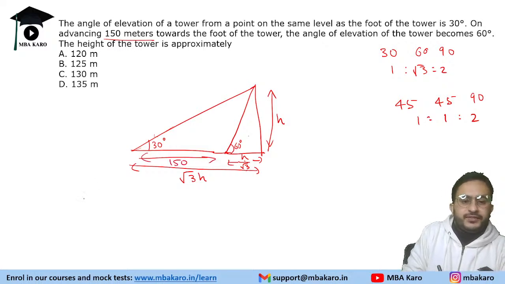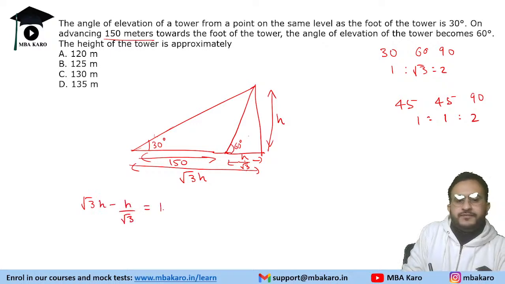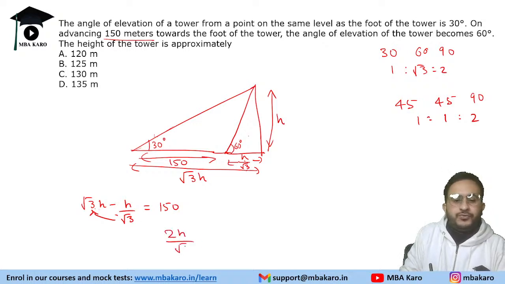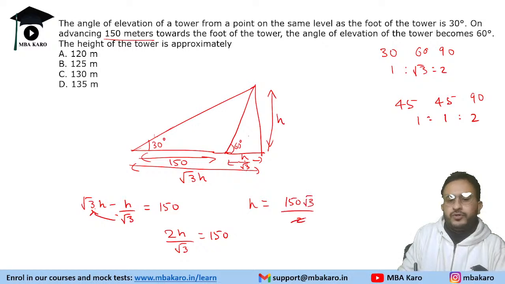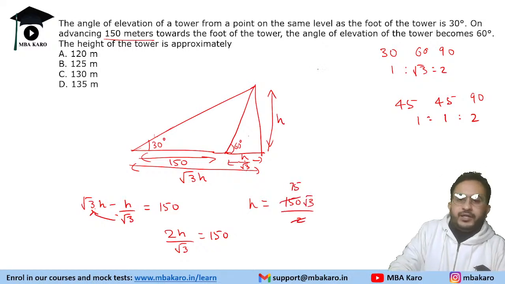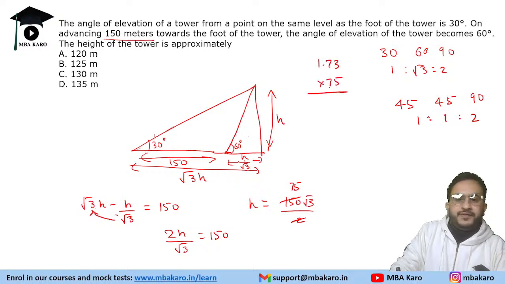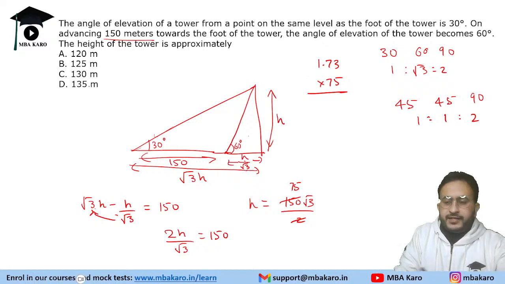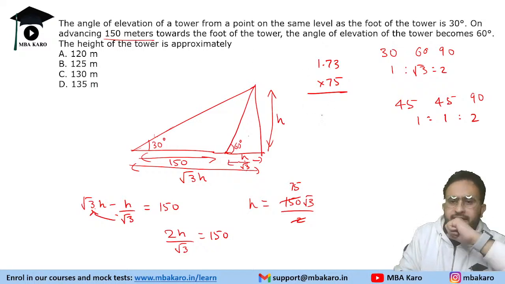So we can say that root 3h minus h upon root 3 is 150. Or we get, if you take it to the numerator, 3 minus 1 is 2, so 2h upon root 3 is equal to 150. Or we get h is equal to 150 root 3 upon 2, or 75 root 3. Now root 3 is 1.73 into 75, right? Now the options are close, so probably we'll have to multiply and get it.